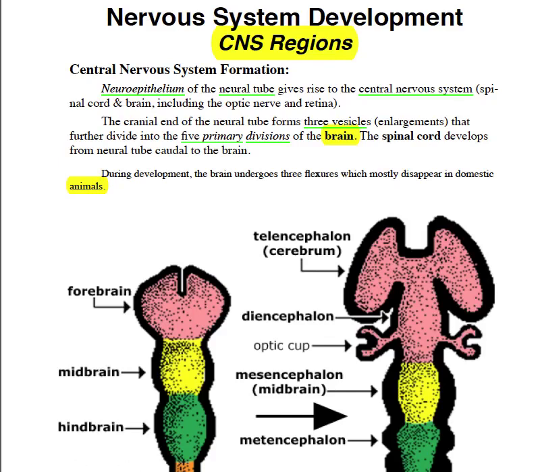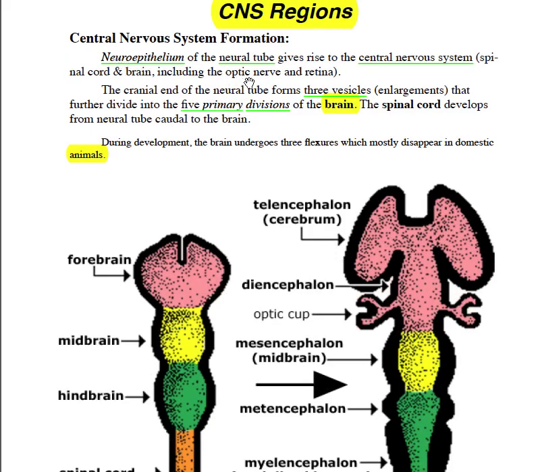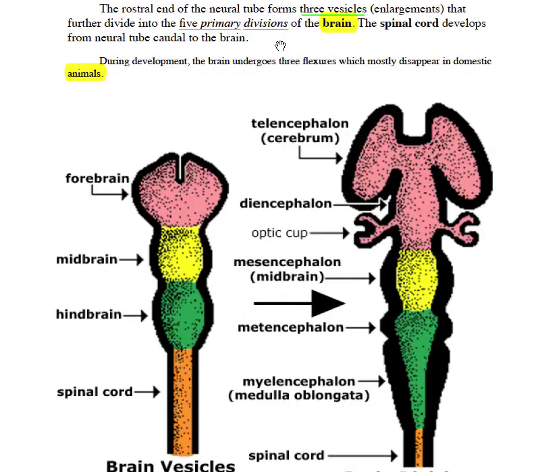This embryology highlight screencast deals with nervous system development and in particular CNS regions. Neuroepithelium of the neural tube gives rise to the central nervous system, which includes the spinal cord, the brain, and the optic nerve and retina, which grow out from the brain.